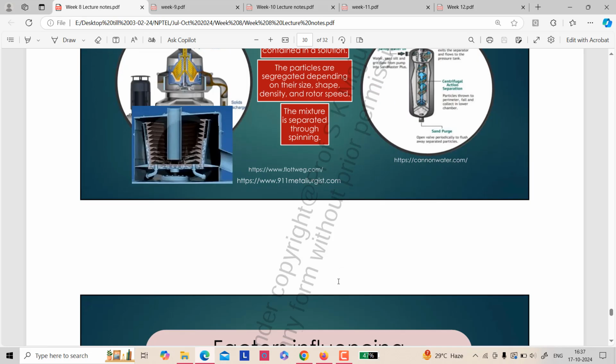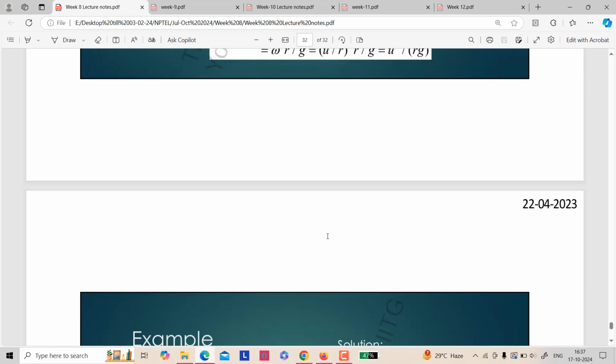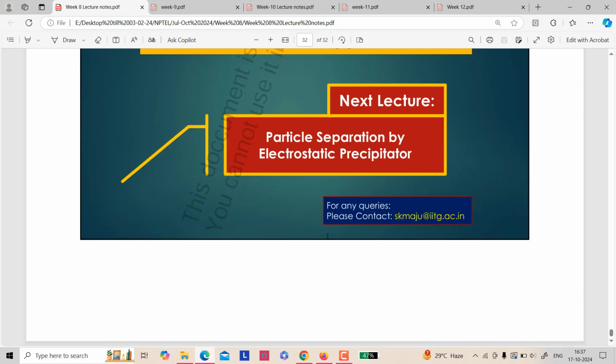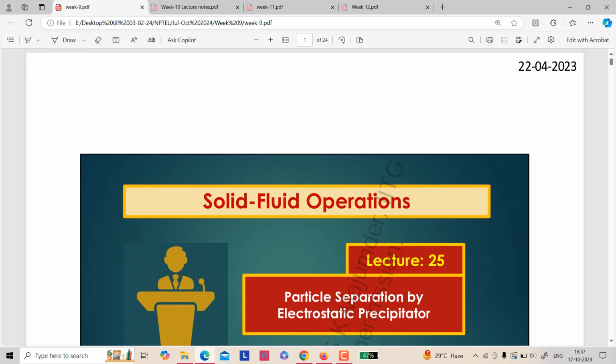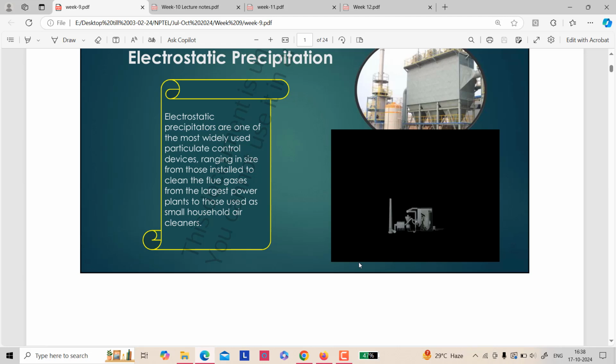This is a separation by centrifuge. Next important one is the electrostatic precipitator. These are one of the most widely used particulate control devices, ranging in size from those installed to clean the flue gases from the largest power plants to those used as small household air cleaners.